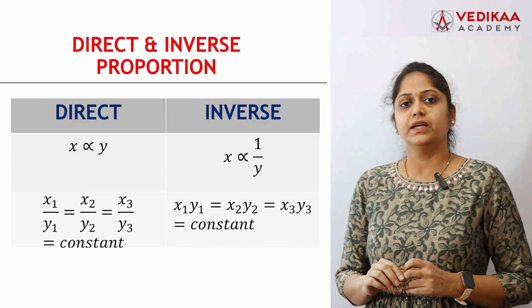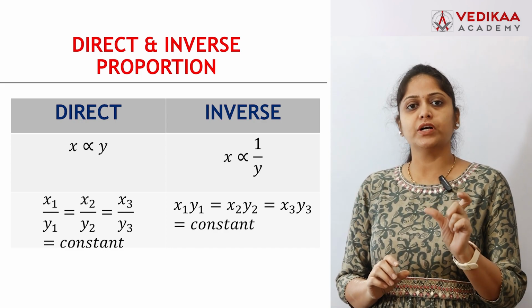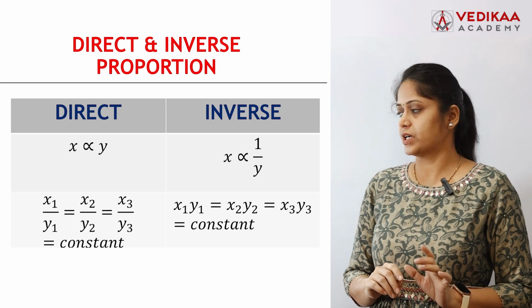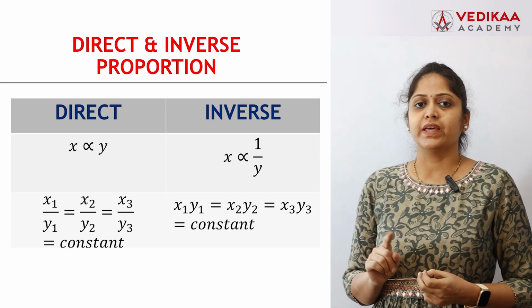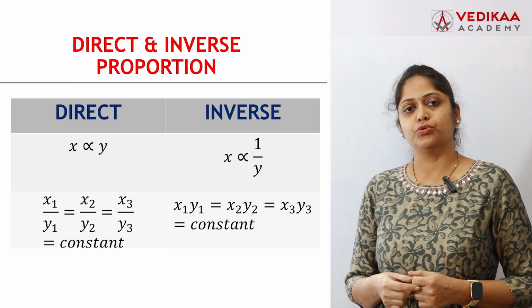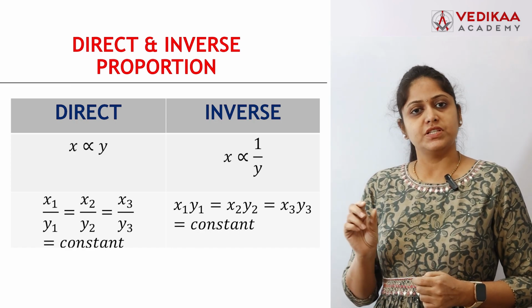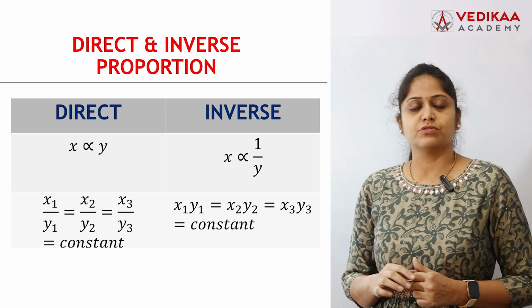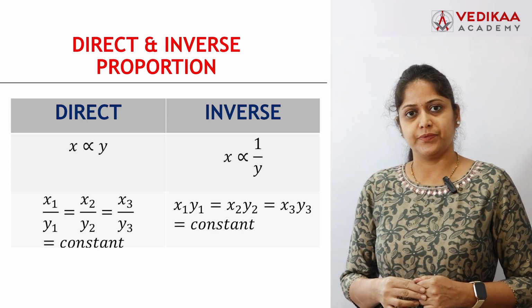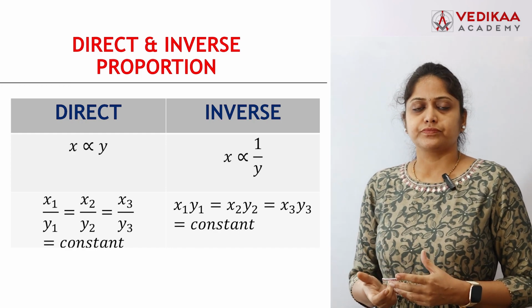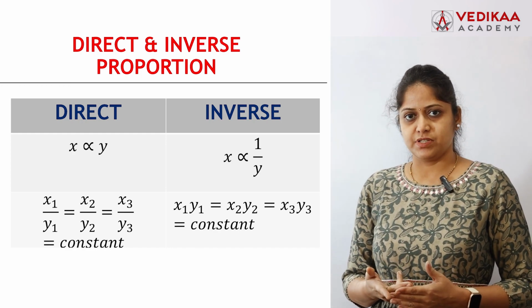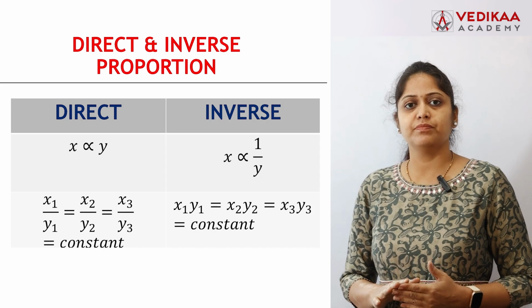One more thing: in case of inverse proportion, the product is constant. What do we mean by product is constant? x1 into y1 is equal to x2 into y2 is equal to x3 into y3, which is equal to a constant, and that constant is known as the constant of proportionality. In this way we have summarized the concepts of direct and inverse proportion. Now let us solve some examples on these two.